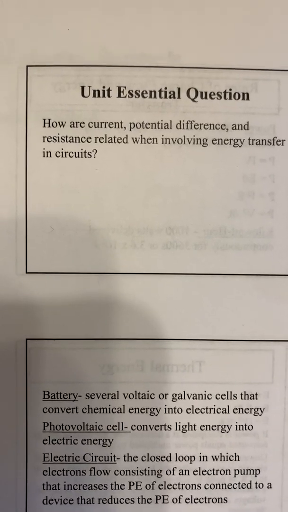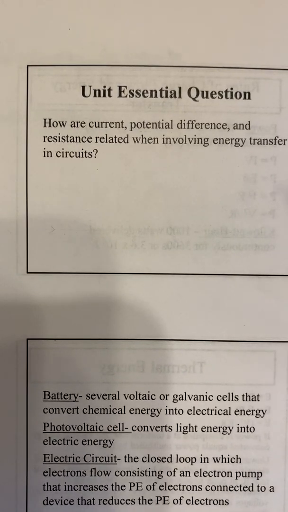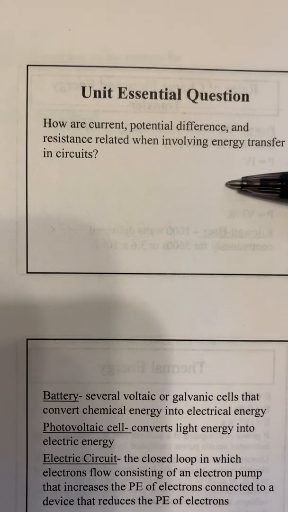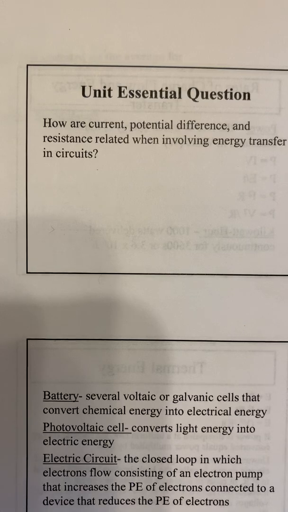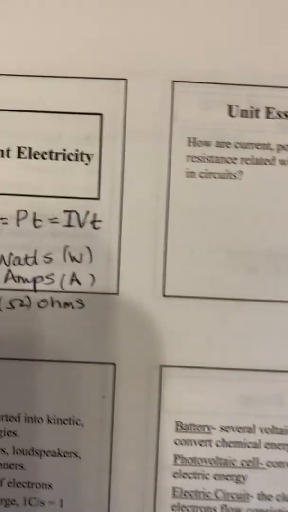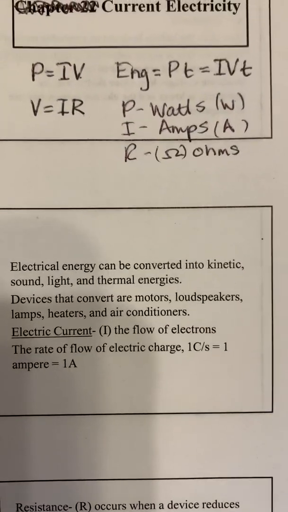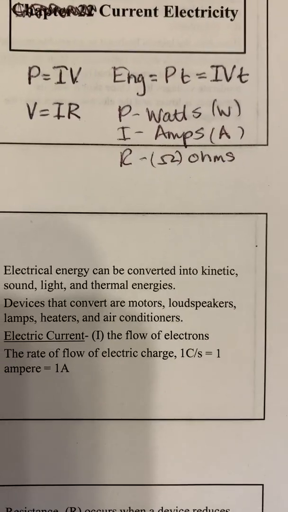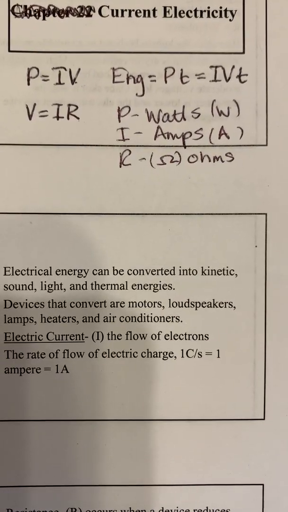The unit essential question for this chapter is, how are current, potential difference, and resistance related when involving energy transfer in circuits? We'll be talking more about circuits in the next chapter. Electrical energy can be converted into kinetic, sound, light, and all different types of thermal energies. Devices like motors, loudspeakers, lamps, heaters, and air conditioners all convert electric energy into some other form of energy.